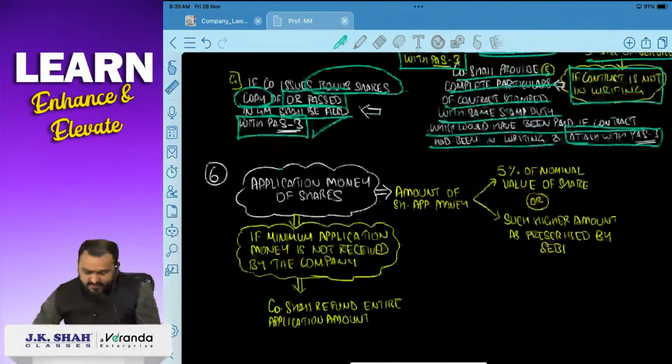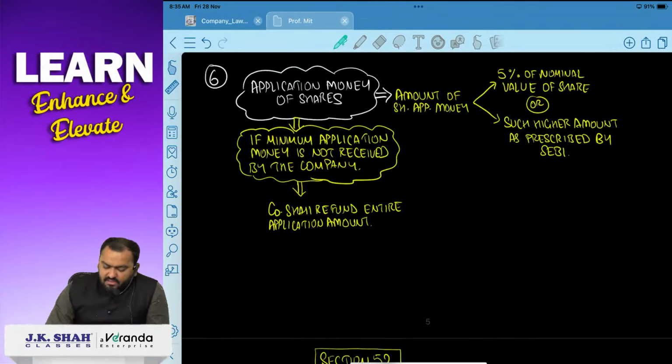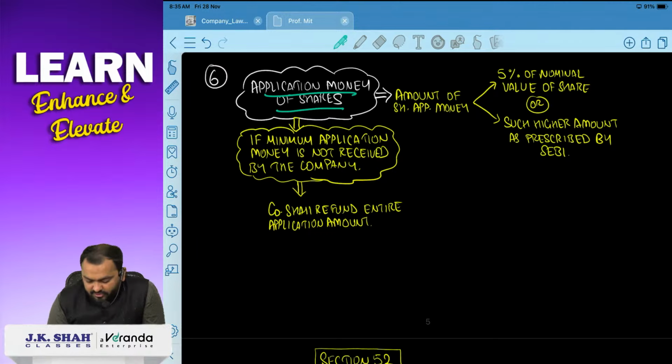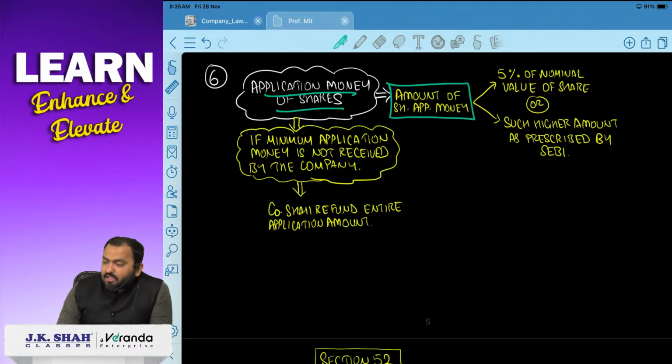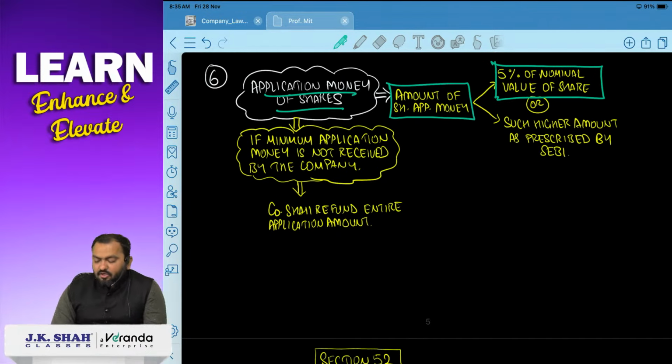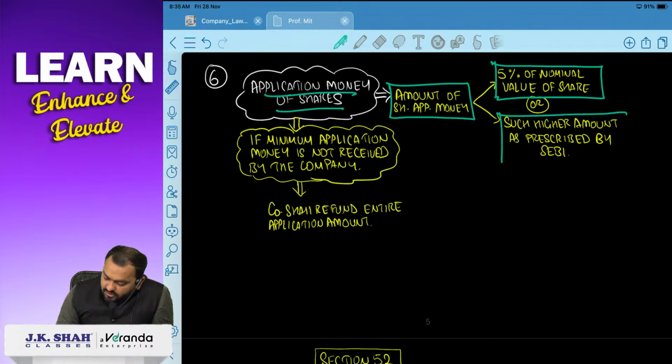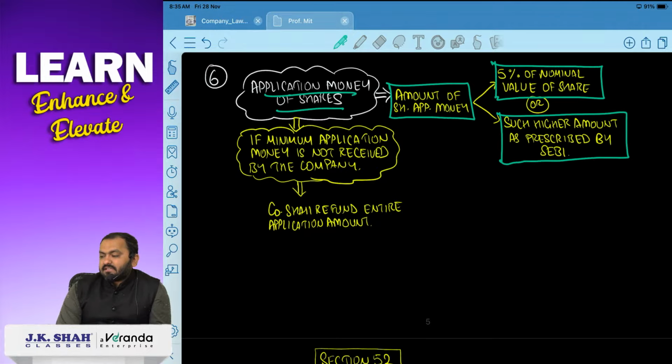What is next? Next is the application money we ask for the shares, to subscribe for or apply for the shares. What shall be the amount of application money? The amount of application money shall be at least 5% of the nominal value of shares, or such a higher amount as prescribed by SEBI.